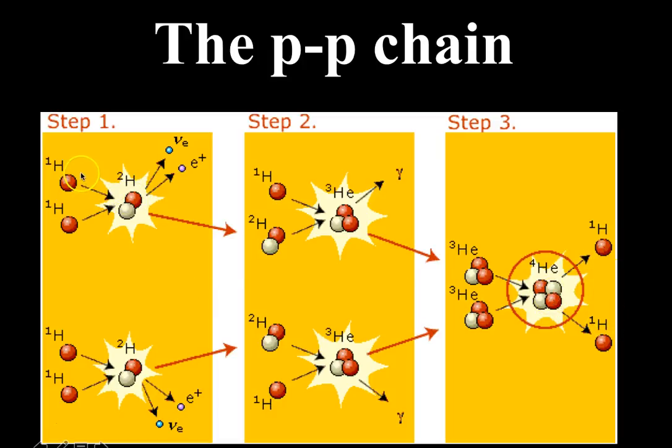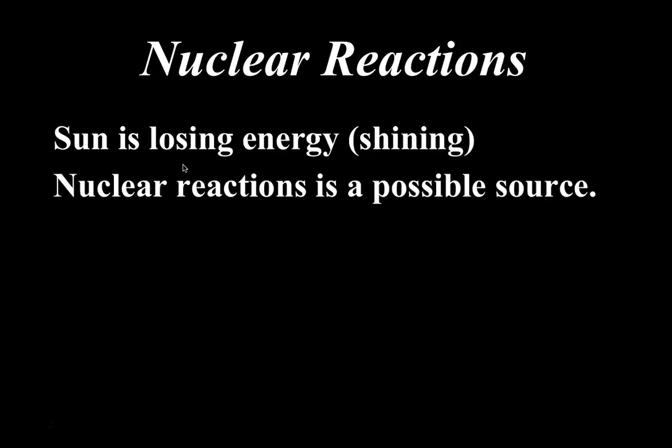So the net, or the gross, is 6 protons come together: 1, 2, 3, 4, 5, 6. They produce 2 positrons, 2 neutrinos, 2 photons, and 2 hydrogen nuclei, as well as a helium nucleus. The net result is 4 protons going into a helium-4 nucleus, along with a bunch of photons and a couple of neutrinos.